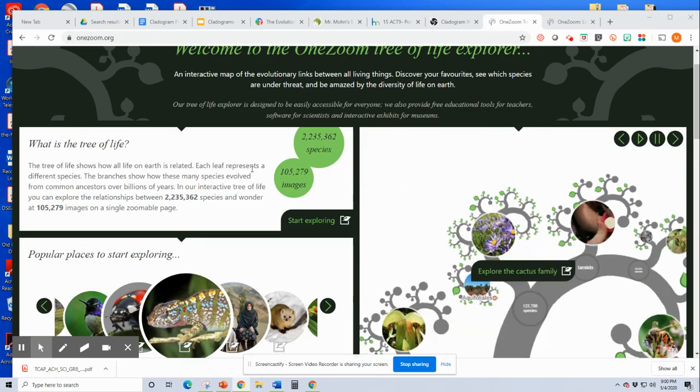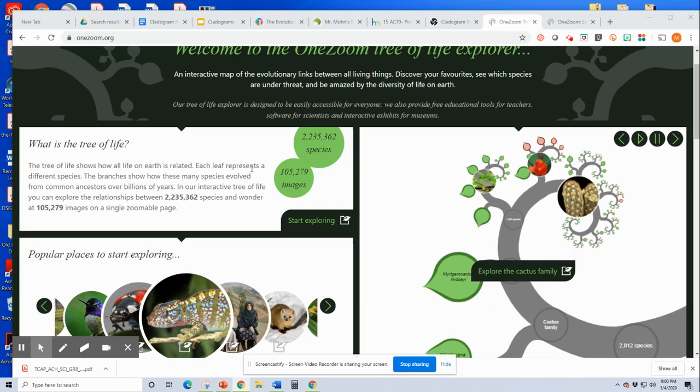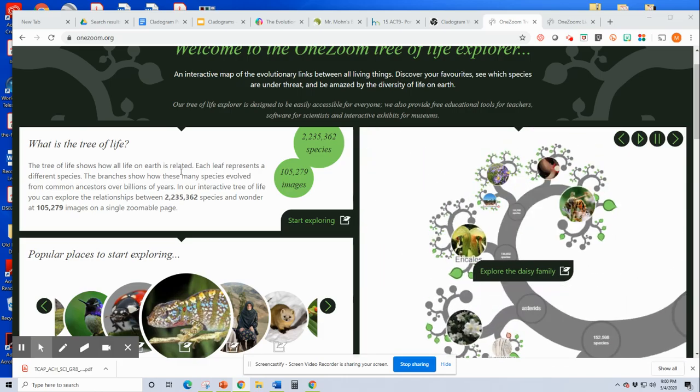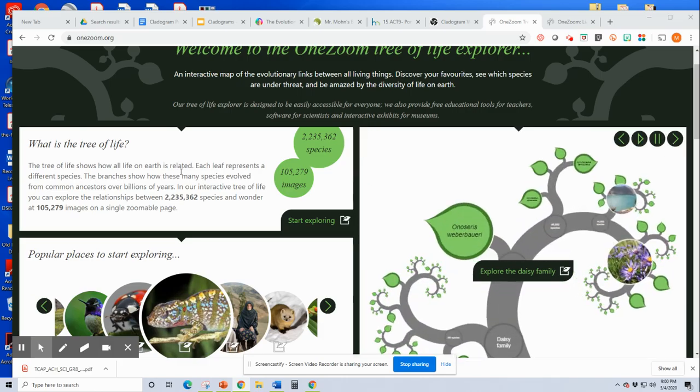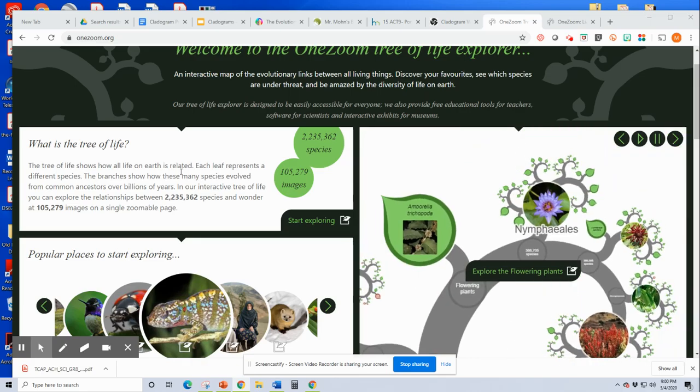So, a tree of life, and the reason we use that analogy a lot is because it is a way to show how all life on earth is related. And when it says related, it is talking about from the standpoint of evolution. The more physical traits and DNA that organisms have in common, the more likely it is that those organisms are related in an evolutionary sense, that they evolved from a common ancestor.